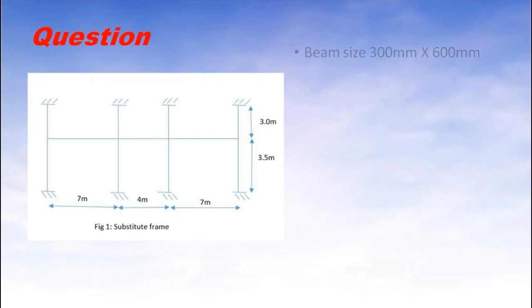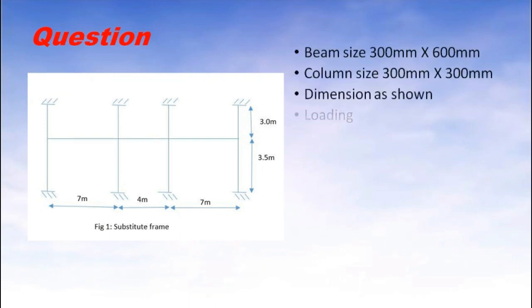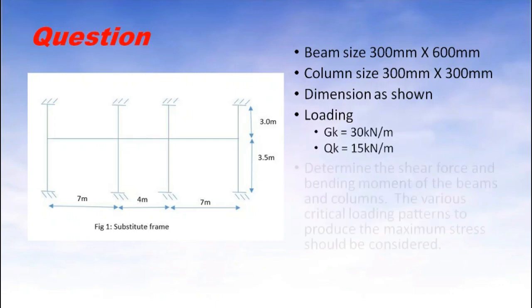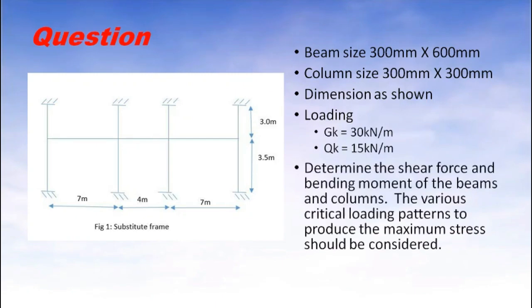To show how this method works, we are going to answer this question. The question is a frame with beam size 300 mm by 600 mm and column size 300 mm by 300 mm. The dimension of the frame is 7 meters long for the end beam and 4 meters for the middle beam. The upper column height is 3 meters and the lower column is 3.5 meters. The permanent load is 30 kN per meter while the variable load is 15 kN per meter. The shear force and bending moment of the beam and column are determined using the two free-joint subframe.